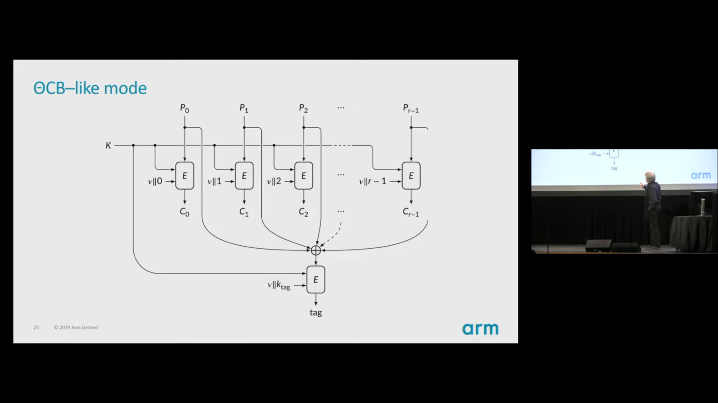There is no masking before and after, but you get your nonce concatenated with different values and a magic value here for the tag to the encryption, which is actually much simpler, conceptually at least, to see.